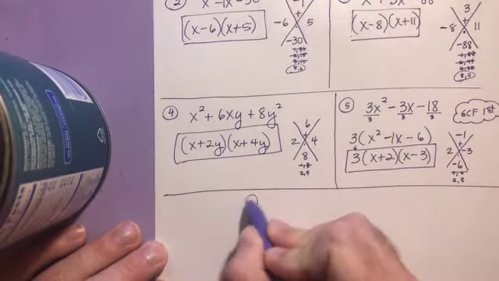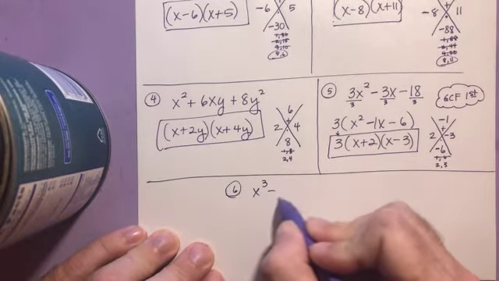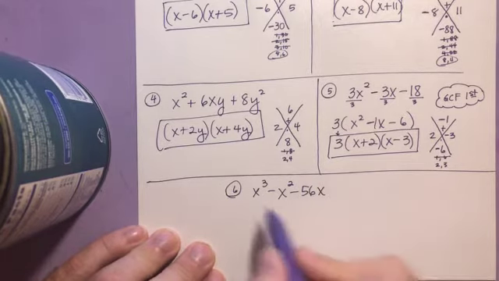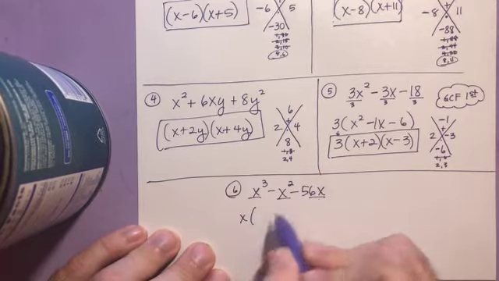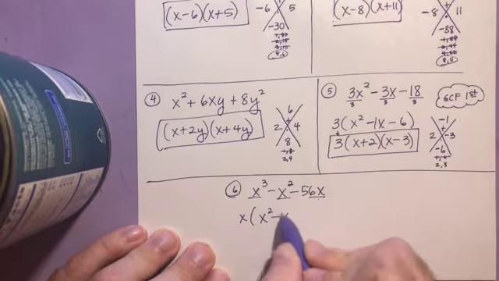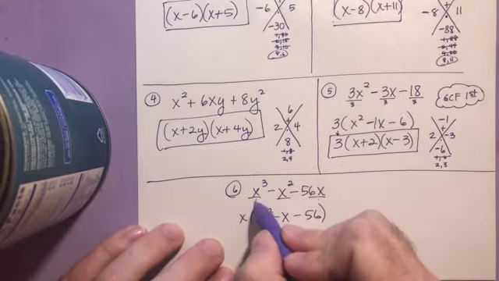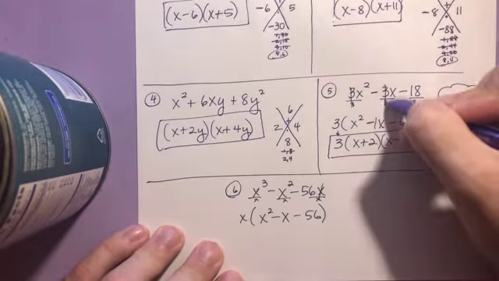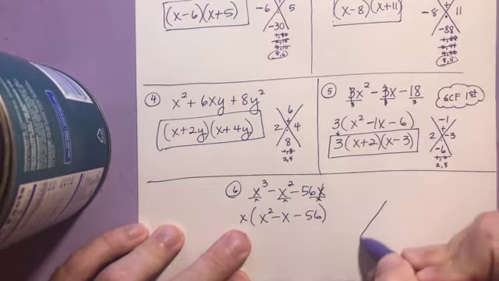And then we'll do number 6 right here. Same deal, x cubed minus x squared minus 56x. It has a common factor as well, x. So when I factor out an x, I'm left with x squared minus x minus 56. All right, divide by x. All right, so this one can use the x method as well.